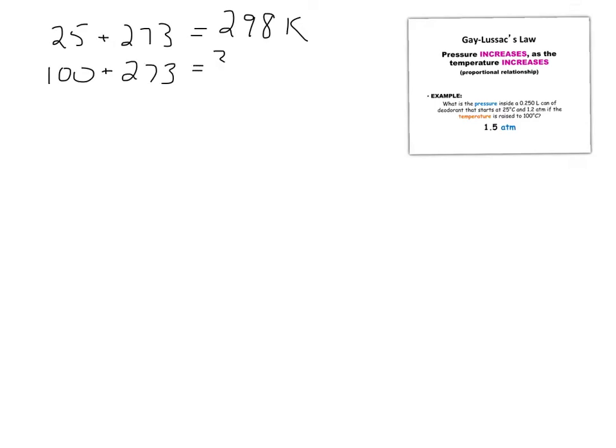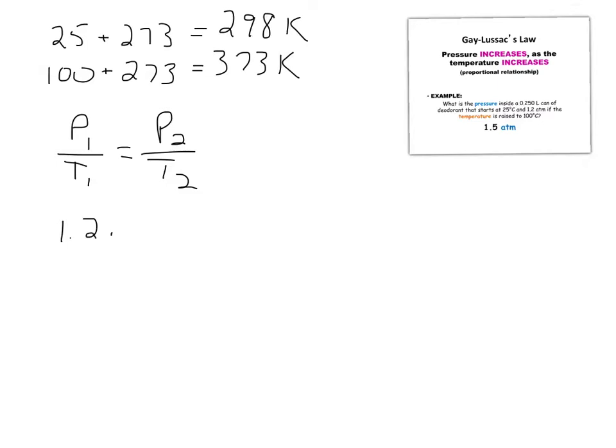So the first one is going to be 25 degrees Celsius plus 273. That's going to be 298 Kelvin. That's what you are starting at. And then it says that it's raised to 100 degrees Celsius plus 273. So your final temperature in Kelvin would be 373 Kelvin. Now that you have your temperature conversions done, you can actually set up the problem. Again, it's P1 over T1 equals P2 over T2. Since your temperature is in Kelvin, you can go ahead and do this problem.